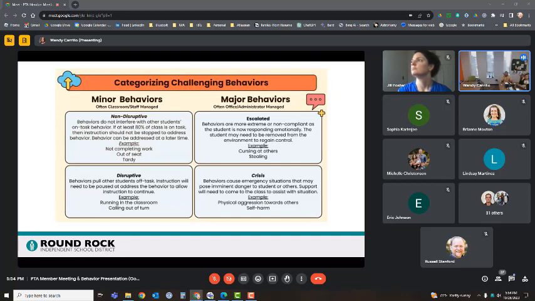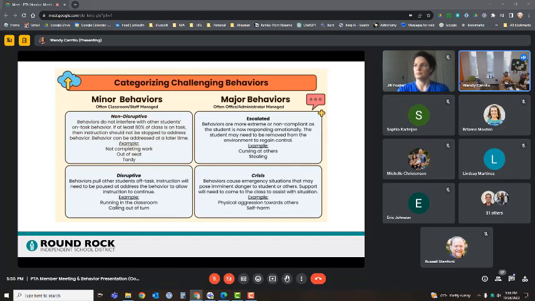When we look at our major behaviors, we categorize those into what we consider either escalated or crisis. Escalated could possibly be I'm using inappropriate language towards another student, or towards the adult in the classroom. The major behaviors are often what we call office managed behaviors. That means that a teacher is calling the office and I might need an administrator or I need some support or assistance in handling the situation with the student.